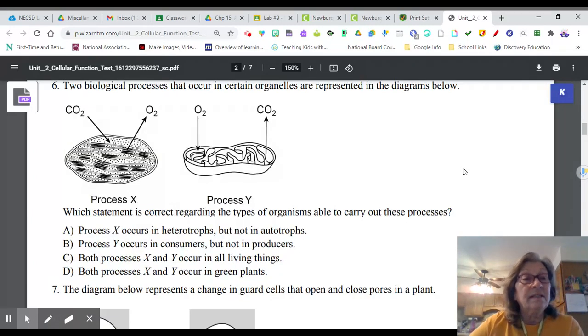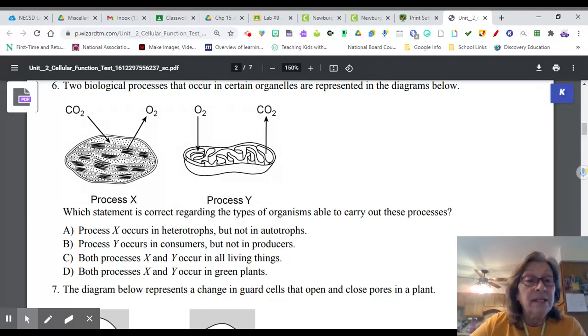Question number 6. Two biological processes that occur in certain organelles are represented in the diagrams below. CO2, O2, O2, CO2. We have process X and we have process Y. The question, which statement is correct regarding the types of organisms able to carry out these processes?